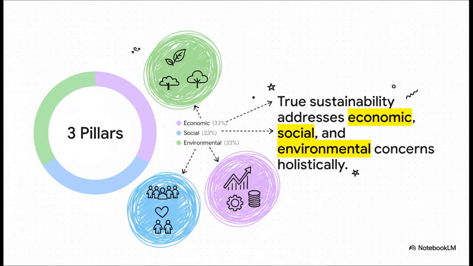Well, the easiest way to think about it is like a 3-legged stool. The first leg is the environment, obviously, but just as important are the other 2 legs. Social needs like fairness and strong communities, and economic needs like jobs and prosperity. If any one of those legs is weak or missing, the whole stool just collapses. True sustainability has to hit all 3.